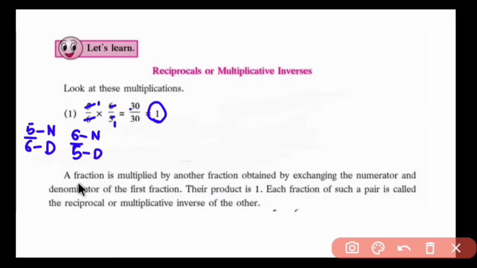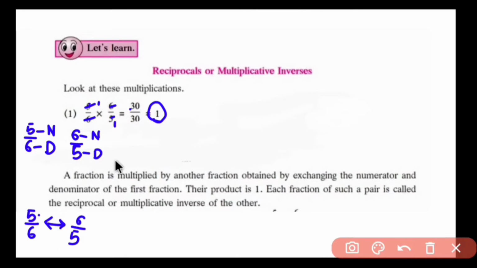So what we can say? A fraction is multiplied by another fraction obtained by exchanging the numerator and denominator of first fraction. Their product is 1. So each fraction of such a pair is called reciprocal or multiplicative inverse of the other. So here we can say that the reciprocal of 5 upon 6 is 6 upon 5, or reciprocal of 6 upon 5 is 5 upon 6.